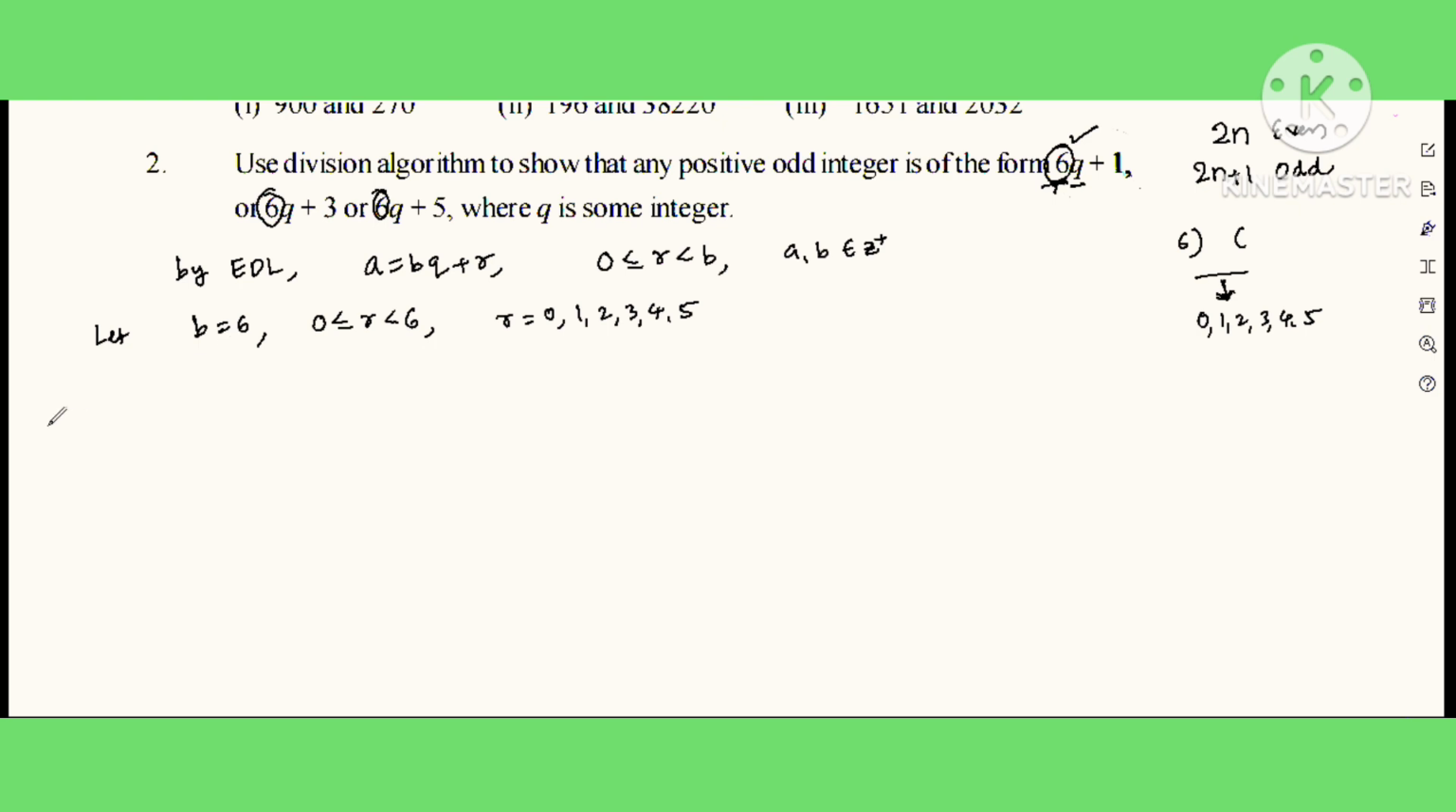Now the first case. Here there are 6 possible remainders, so we get 6 cases. Next we have to substitute: the first one is 6q plus 0, the second one is 6q plus 1, the third is 6q plus 3, the fourth case 6q plus 5, sorry, 6q plus 4, and so on. Let us take the first one. Case 1.